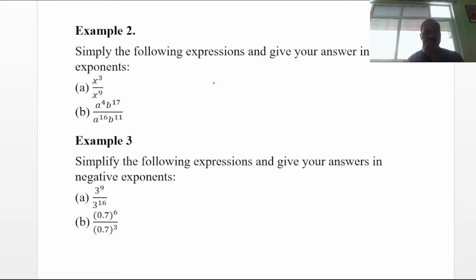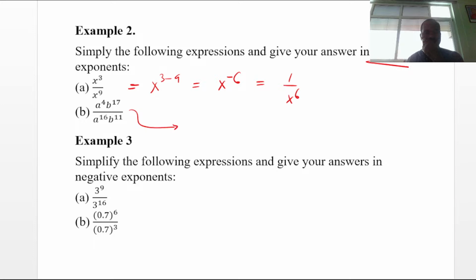Going to example 2, simplify the following expression and give your answer in positive exponents. So when you simplify here, it is x power 3 minus 9, which is x power negative 6, which is 1 over x power 6, because we are supposed to give our answer in positive exponents.